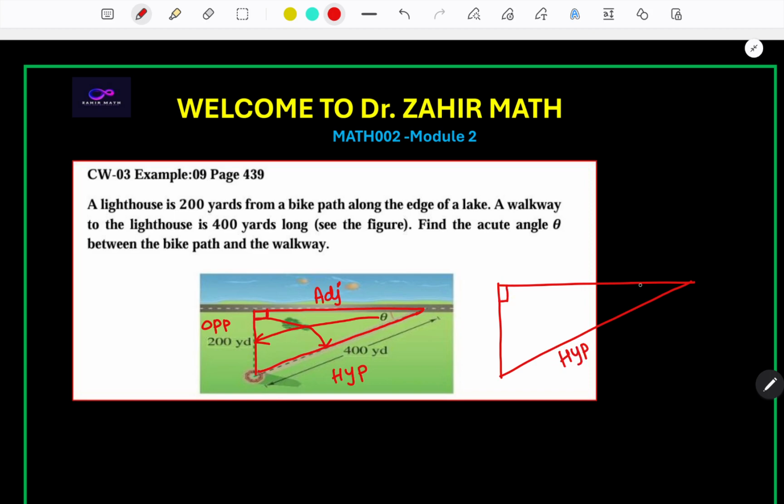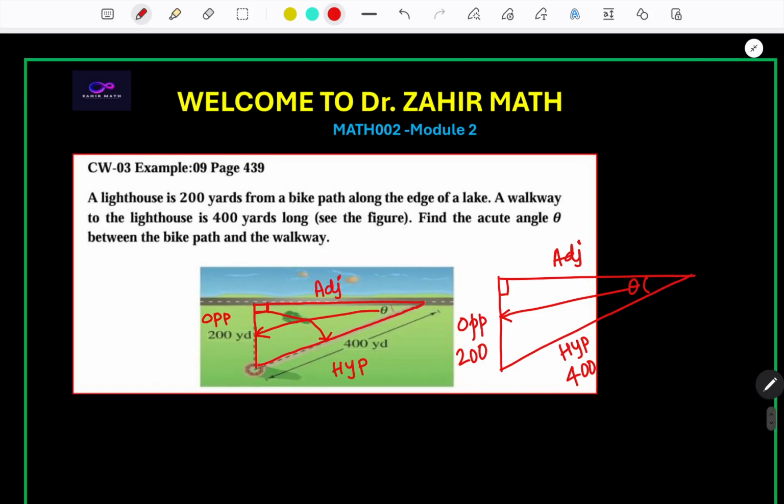This is marked as 90, and this is theta. This is the opposite side, and this is the adjacent side. This is given as 400, and this is given as 200. So the theta is there. Let's read the question. A lighthouse is 200 yards from a bike path along the edge of the lake. A walkway to the lighthouse is 400 yards long.